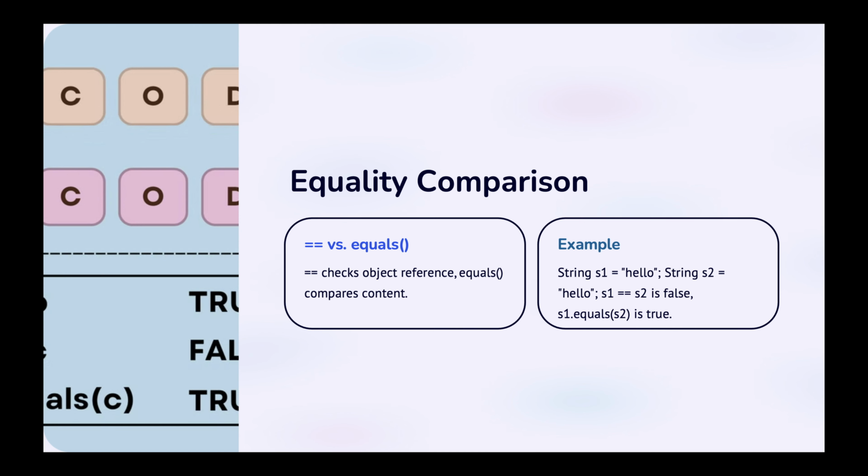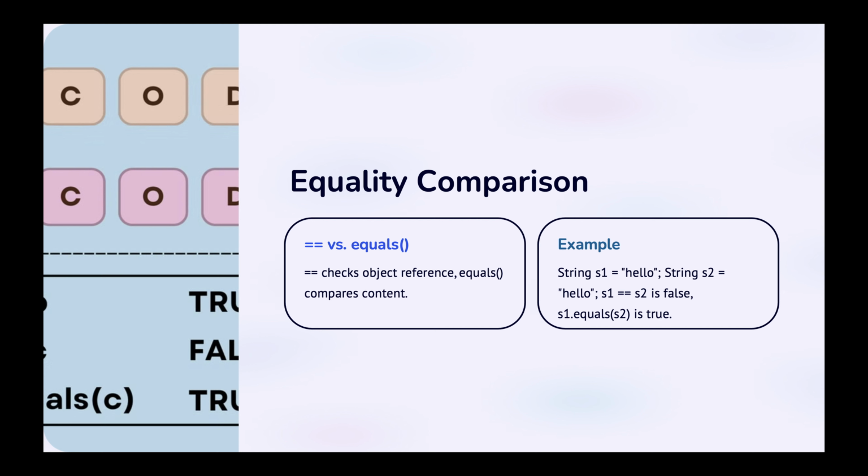So first question, what is the difference between double equals and equals in Java? The answer is double equals checks if two reference variables refer to the same object in memory. So it is always the memory that is checked. And the equals method is a method in the Object class used to compare the contents of two objects for equality. So it checks the values of those two objects.